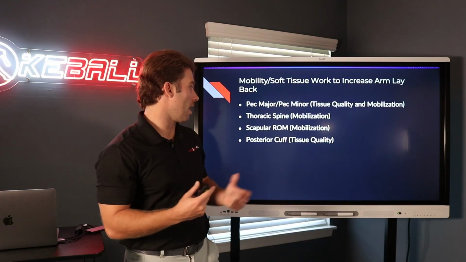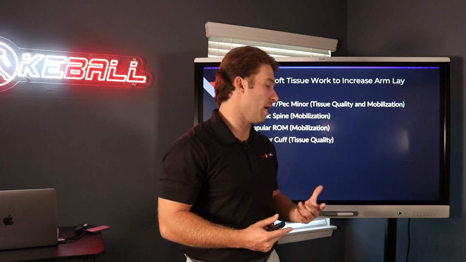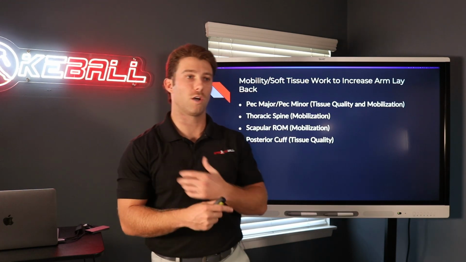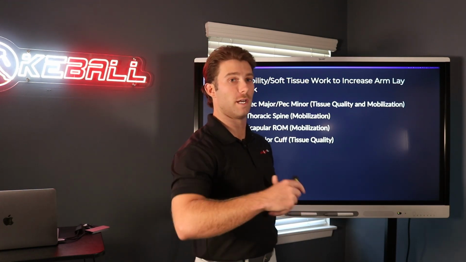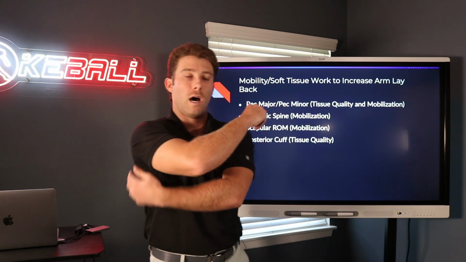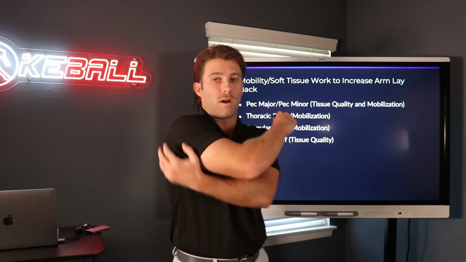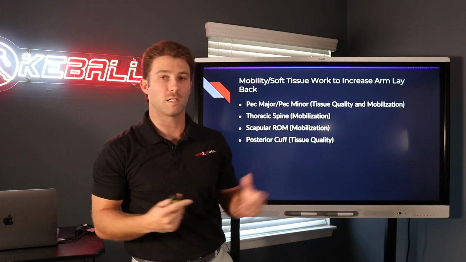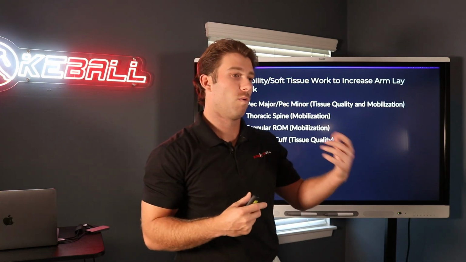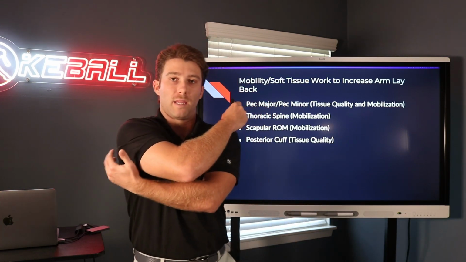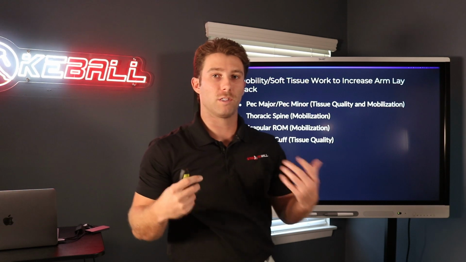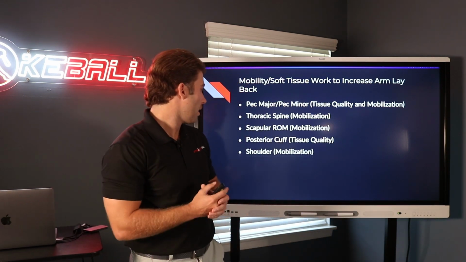Then posterior cuff, mainly focusing on the tissue quality. A lot of times we'll see pitchers that really struggle with getting that scapular posterior tilt or getting that external rotation. They feel a lot of tightness right here in the posterior cuff. So we'll do a lot, again, of lacrosse ball rolling or myofascial rolling, where we'll go ahead and diagnose and hit that tissue there and ultimately improve the tissue quality.